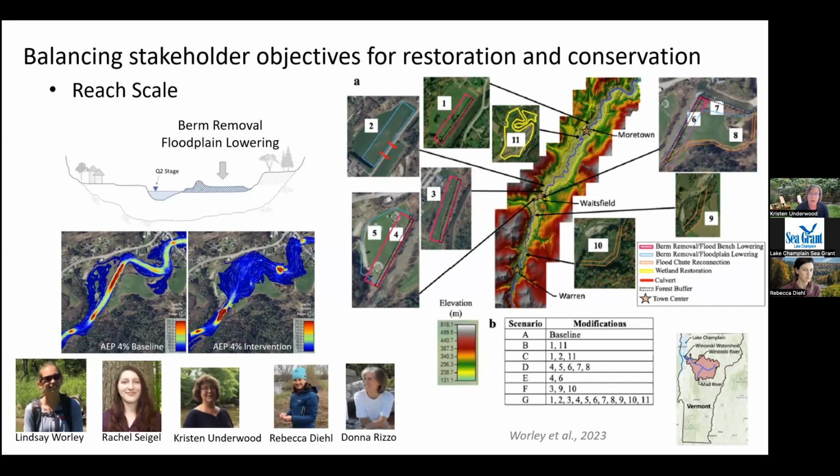We estimated the phosphorus stored in reconnected floodplains relying on a statistical method that Rebecca will touch on in a few minutes. And we also quantified the socioeconomic impacts of these projects as a sort of opportunity cost of restoration and conservation in terms of a lost development potential.